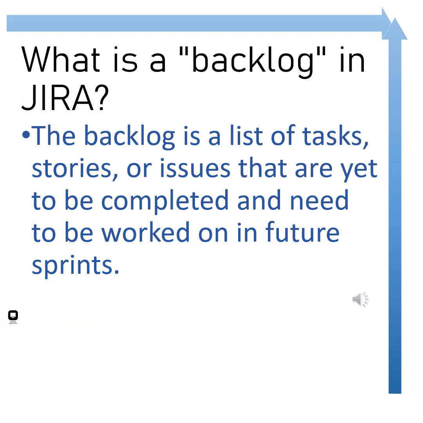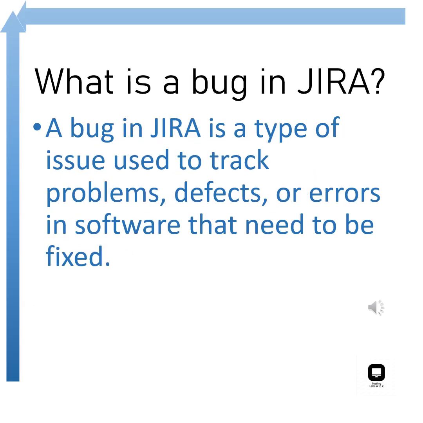What is a backlog in JIRA? A backlog is nothing but a list of tasks, stories, or issues that are yet to be completed and need to be worked on in the current sprint or future sprints. What is a bug in JIRA? A bug in JIRA is a type of issue used to track problems, defects, or errors in a software application that need to be fixed.